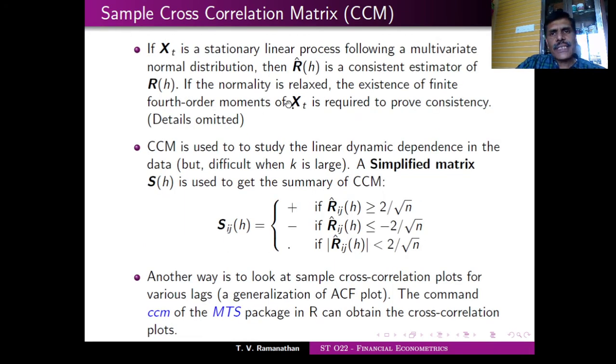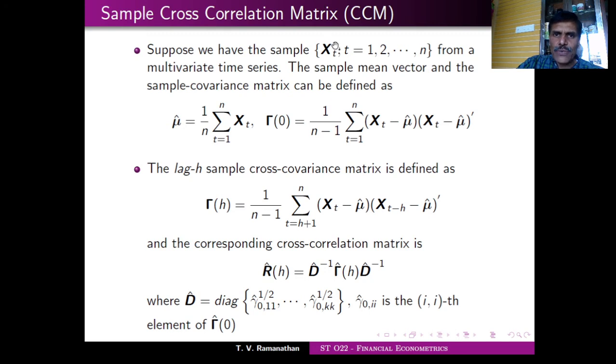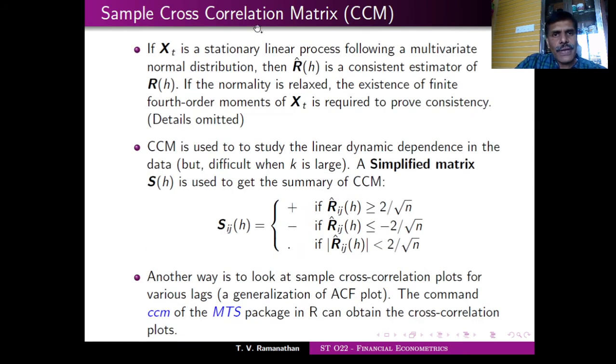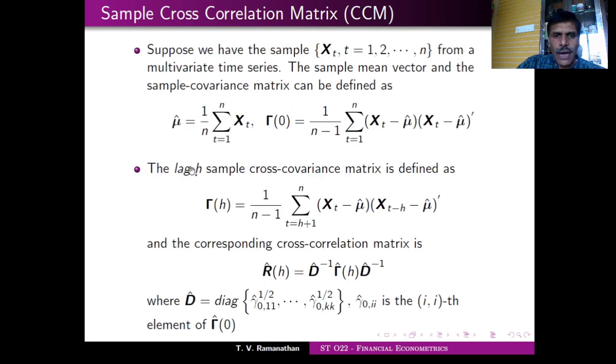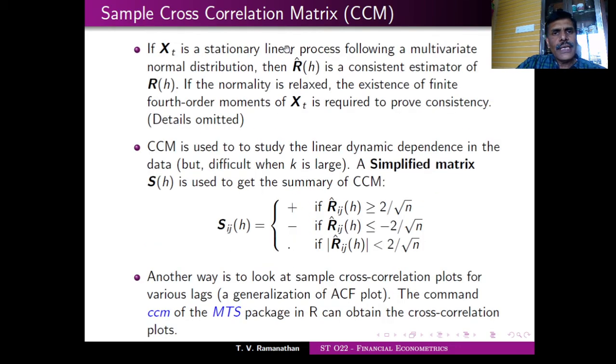Now, if xt is stationary, a linear process following a multivariate normal distribution. Now, in this discussion, I haven't really assumed that this is normal. It could be just a multivariate any distribution. So, if I assume that this is a multivariate normal, then we are not proving that, but it is possible to prove that this is a consistent estimator of this. What is this R? R is nothing but the cross correlation matrix, which you have seen in lecture 1. So here, this is a consistent estimator if you have normality.